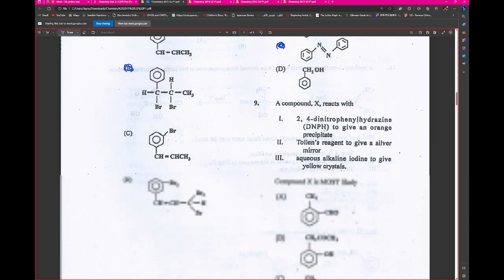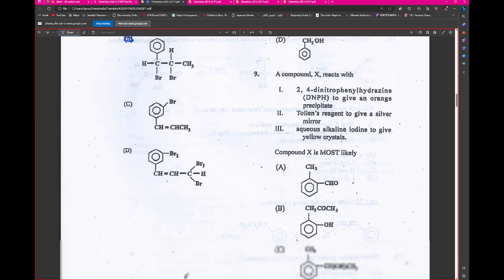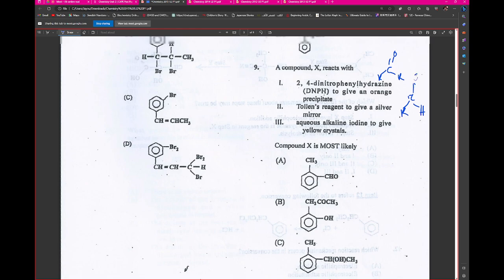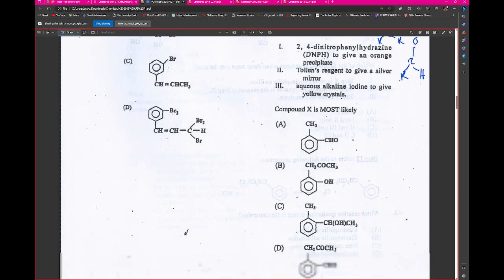The coupling reaction, right? Compound X reacts with 2,4-dinitrophenylhydrazine to give an orange precipitate. That means it has to be what? An aldehyde or a ketone. So it has to be either this structure. This structure is what? That I drew there. Ketone. The ketone. Ketone, wonderful, right? Or it has to be an aldehyde. So therefore it has to have those groups.